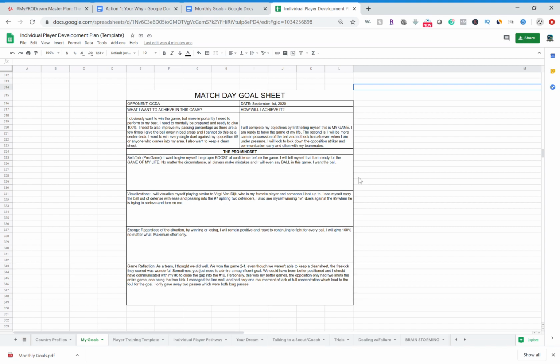All right, welcome to the last goal sheet in this first phase. And this one is all about match day. The reason why we wanted to put this one together is because too many players, we feel, don't actually understand who they're playing and they're not invested in knowing who they're playing against.